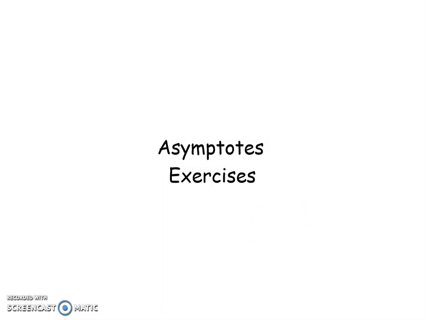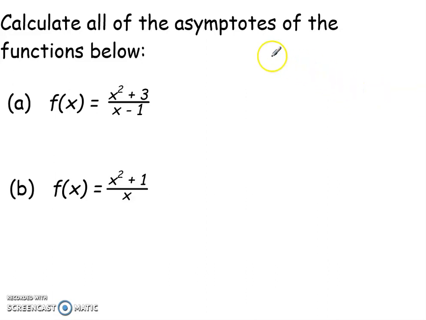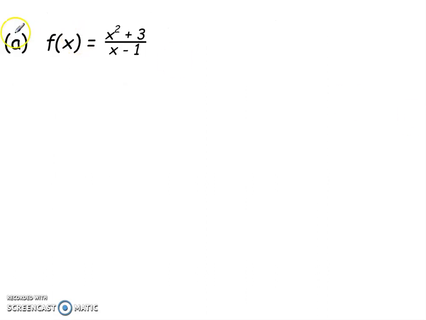So, here you go. What I'd like you to do is calculate all of the asymptotes of these two functions. Now what I mean is all vertical asymptotes and all oblique or horizontal asymptotes that may exist for each function on their own. So pause the video and have a crack at both of these. So the first function was f of x equals (x squared plus 3) over (x minus 1).